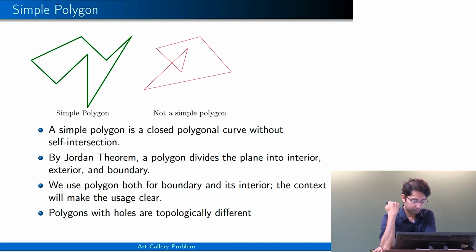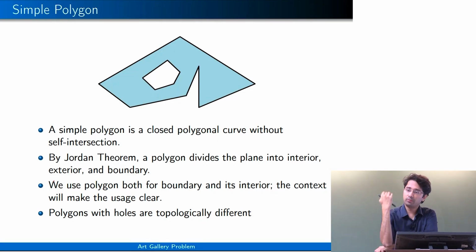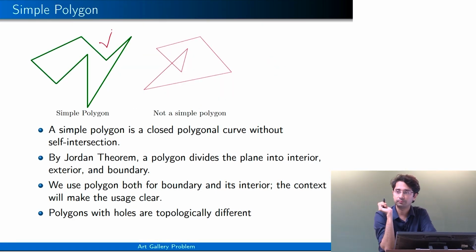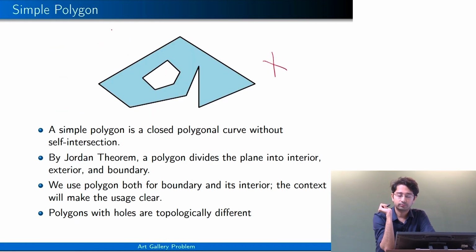And we know that a polygon divides the whole plane into three parts: interior, exterior, and the boundary. And we will assume that all of these regions are connected. That means whenever I say a simple polygon, I mean a simple polygon without holes. This kind of polygon we will not consider. This is a polygon with a hole. By simple polygon, I mean only polygons of this kind. Okay, good.